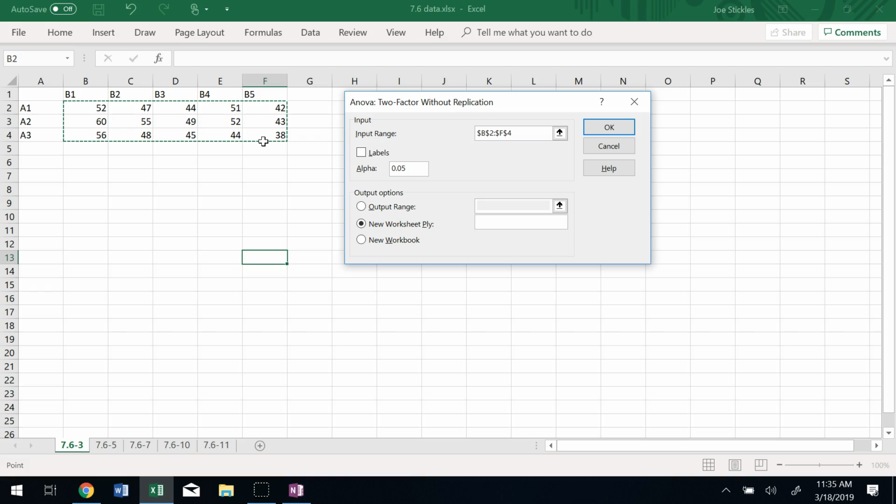When we do two-factor with replication, guess what? We get to grab the labels too. That took me about a half an hour to figure out that I had to have labels on my things to get it to work right.